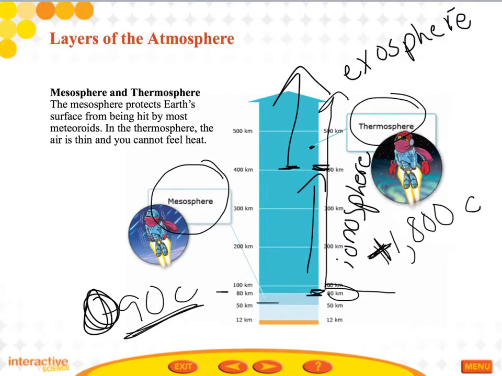Now, the cool thing about the ionosphere is that that is where the auroras that you can sometimes see up in the northern parts of the world actually occur. When the sun strikes the atoms in the ionosphere near the poles, it creates those really pretty different dancing colors.